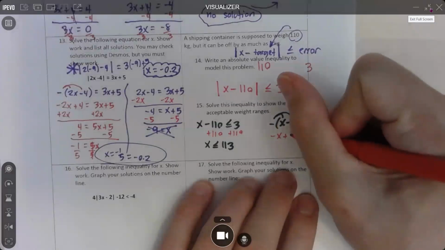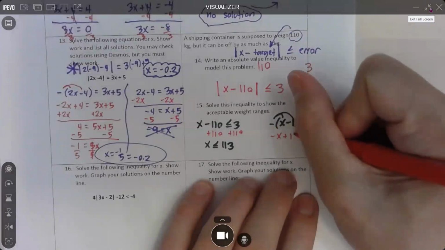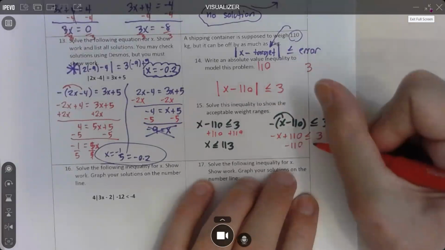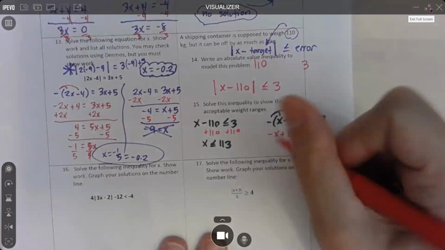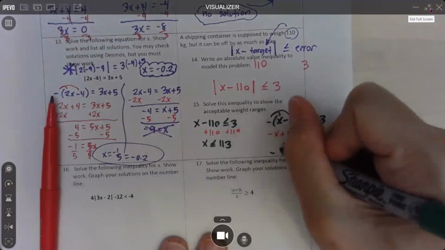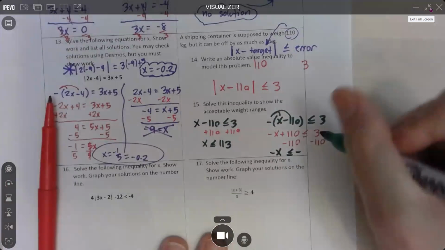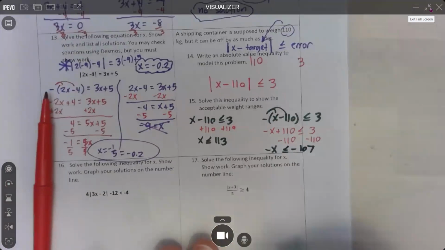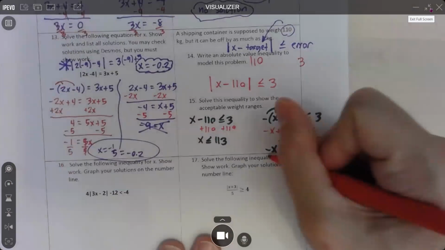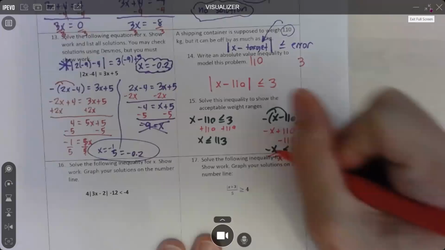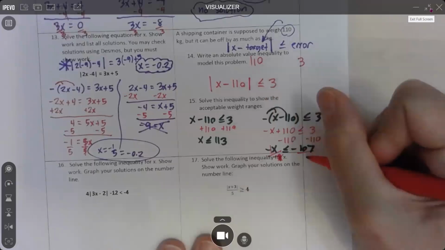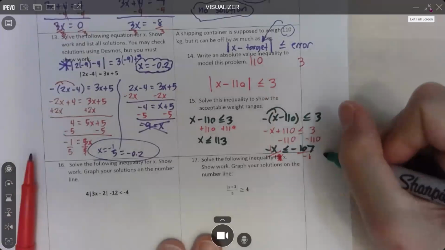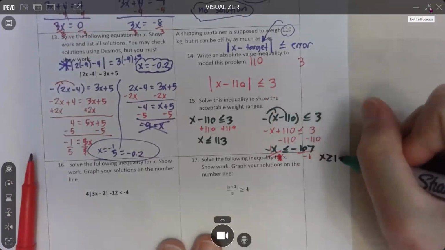Over here, if I distribute that negative, that's going to be negative x plus 110 is less than or equal to 3. So I want to subtract 110. And that's going to give me negative x is less than or equal to negative 107. Well, when we divide by a negative, it reverses everything. So if I divide by negative 1, that's going to be x is greater than or equal to positive 107.